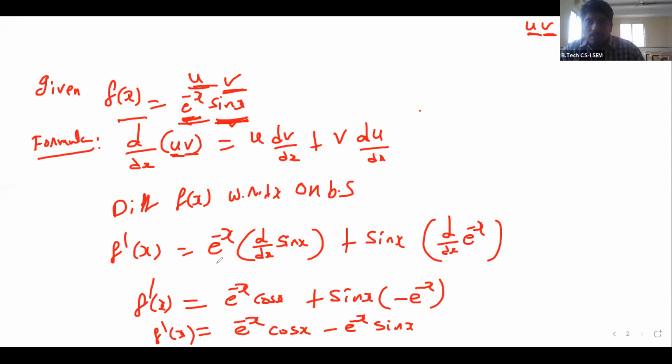e power ax derivative: a into e power ax. e power minus x derivative: minus e power minus x. log x derivative: 1 by x. tan inverse x derivative: 1 by 1 plus x square. sin inverse x derivative: 1 by root of 1 minus x square.